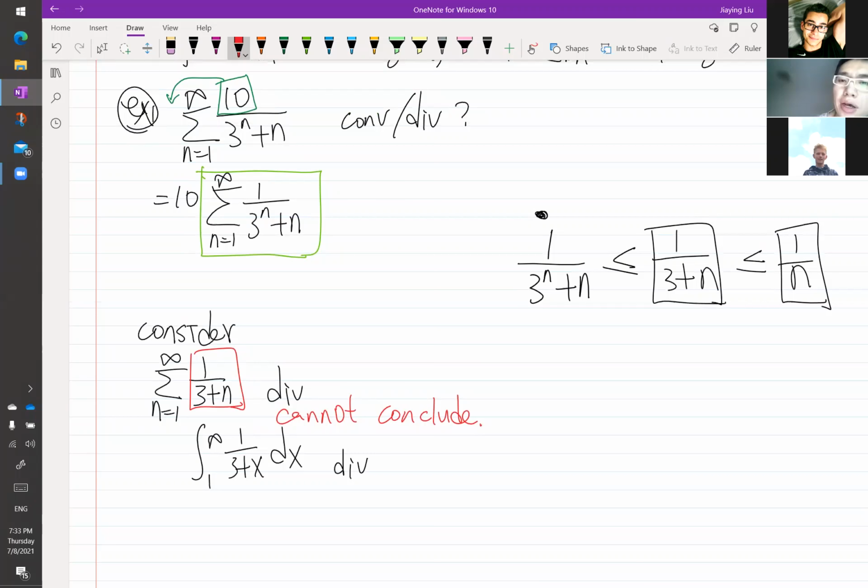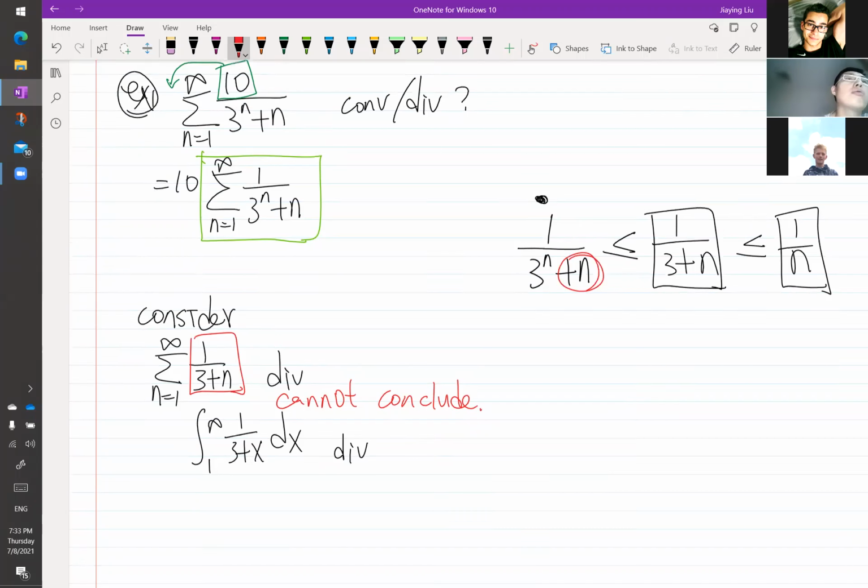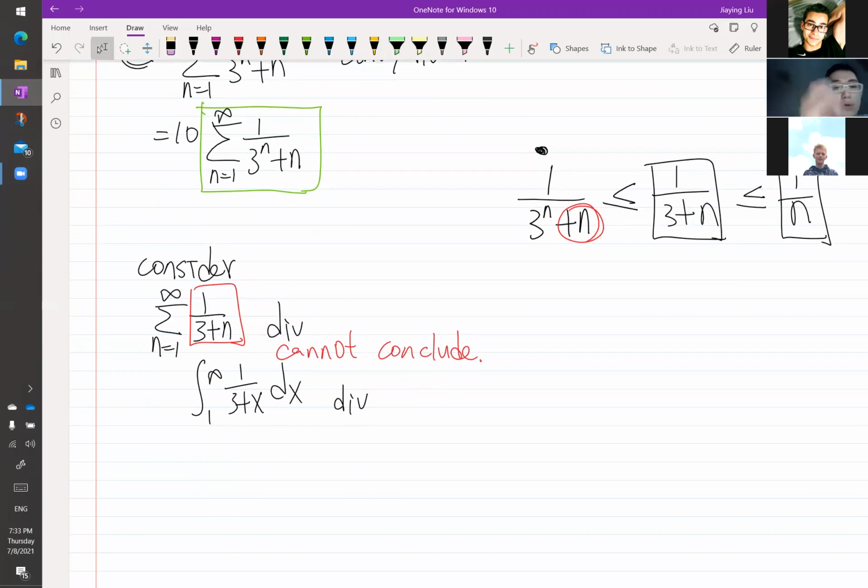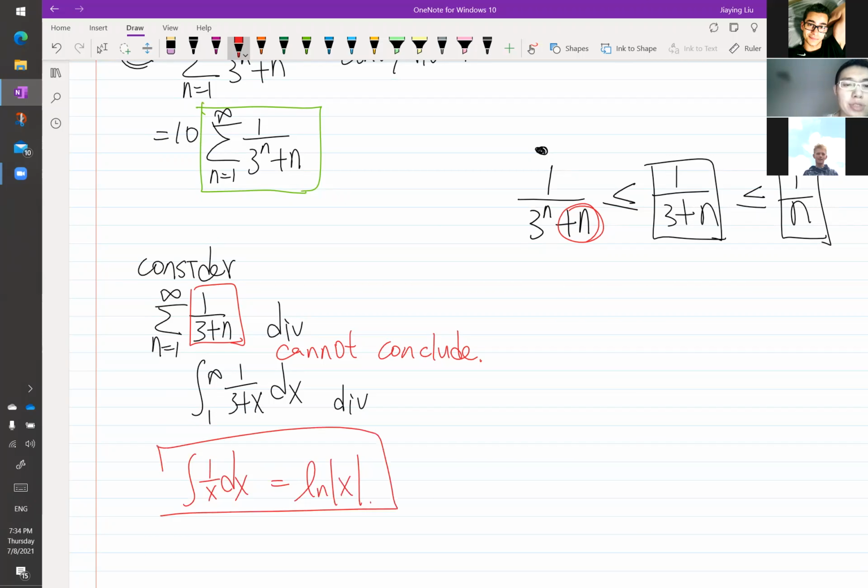Well, what about if we drop the n in the denominator? Because n is positive, right? Oh, just a quick reminder: if you want to integrate 1 over x dx, that's just going to be the natural log of the absolute value of x, if you forgot. That's a special case.